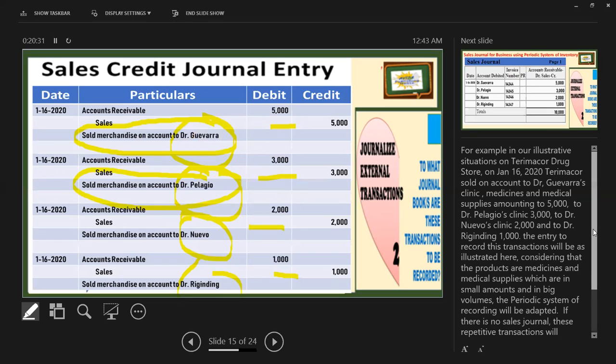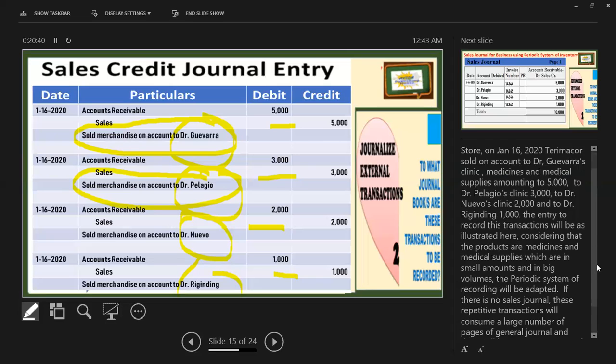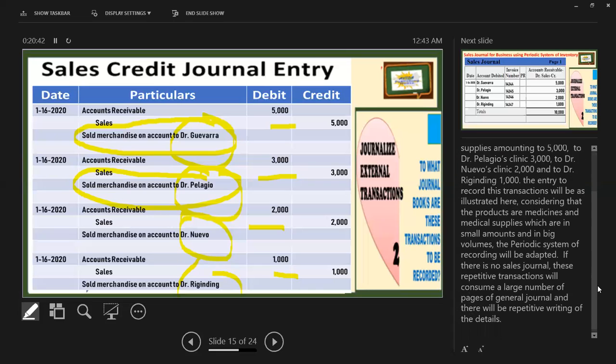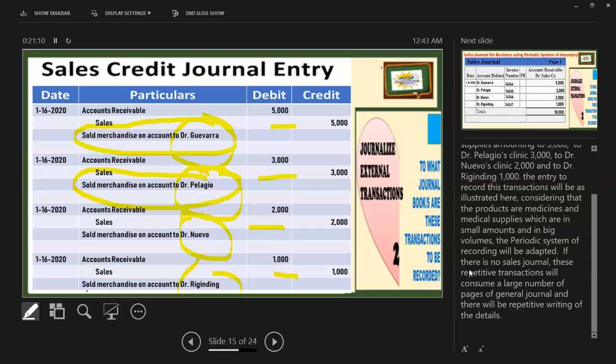So the entry to record this transaction as illustrated here will be very repetitive, although the merchandise and goods are medical supplies and medicines only, but the transactions are recurring, then it is wiser to use a special journal for this.